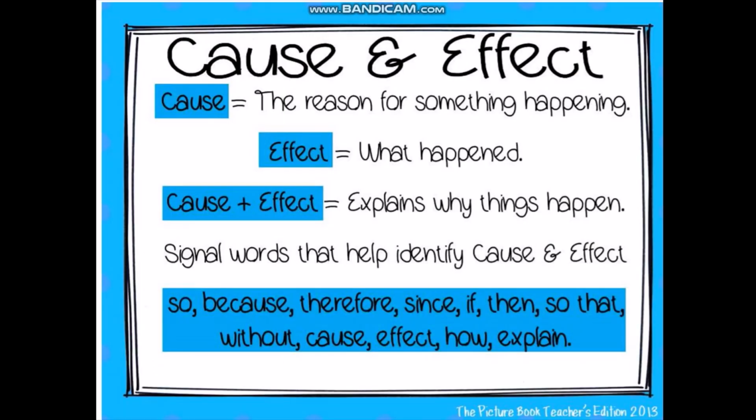So now let's have the cause and effect. So cause means the reason for something happening. So effect means what happened. So cause and effect explains why things happen. So signal words that help identify cause and effect are so, because, therefore, since, if, then, so that, without, cause, effect, how, and explain.